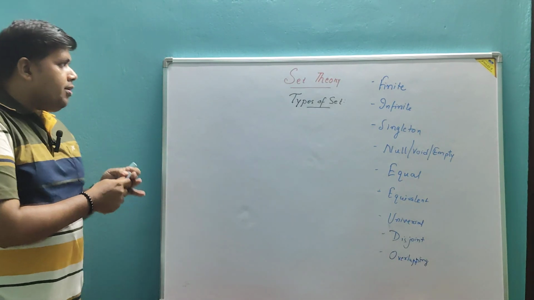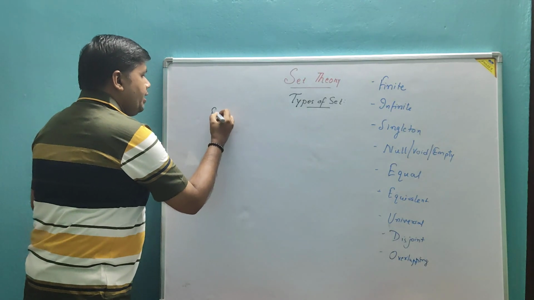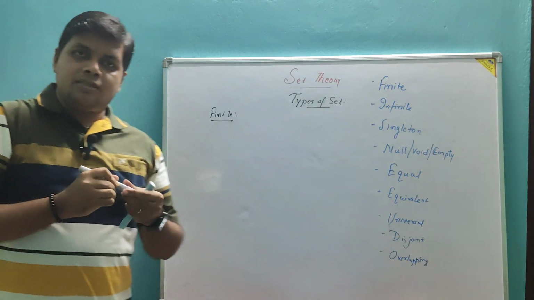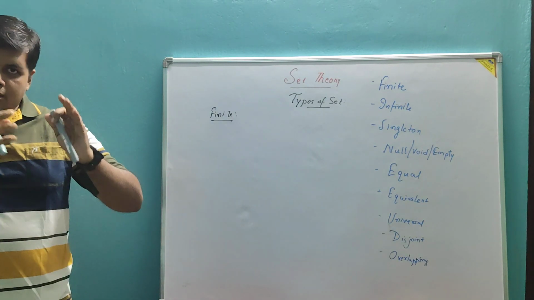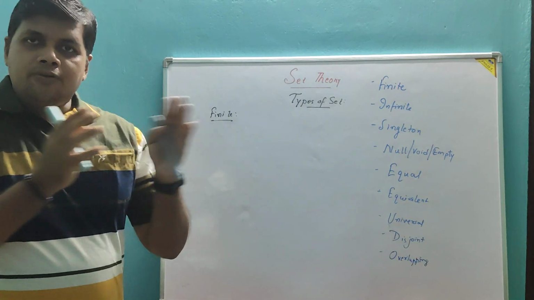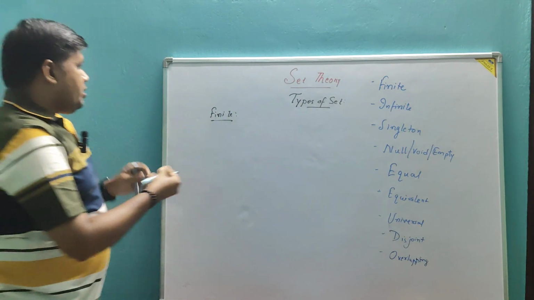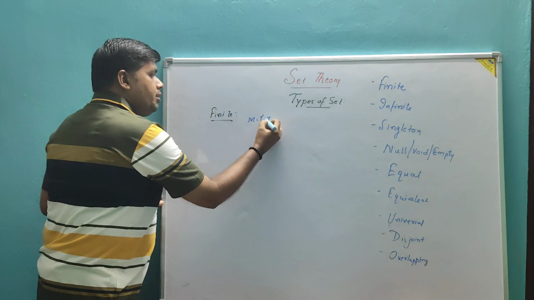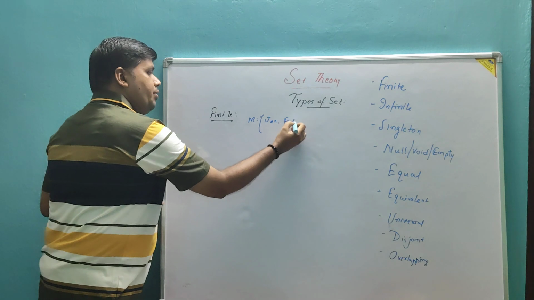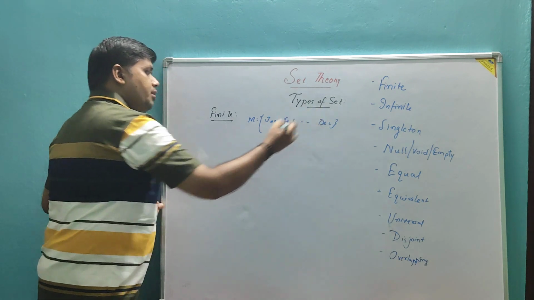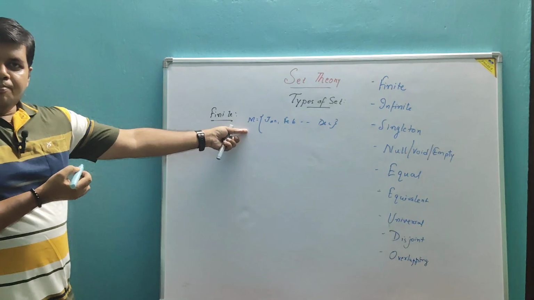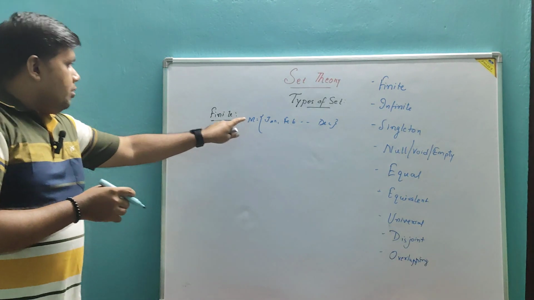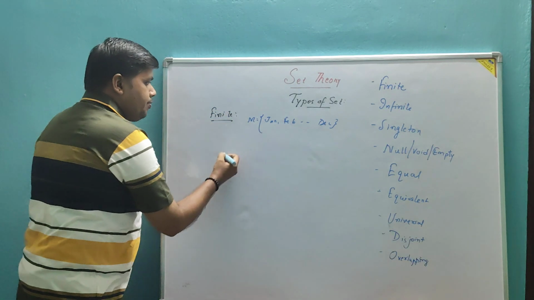So at the very beginning, finite set. What do you mean by finite set? The name itself suggests finite set means there are a finite number of elements. For example, let's say M is a set of months of a year, say January, February till December. The total number of elements of M is fixed. There are 12 elements in the set M. So it is a finite set.